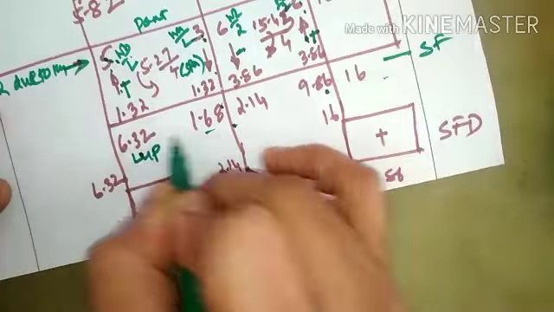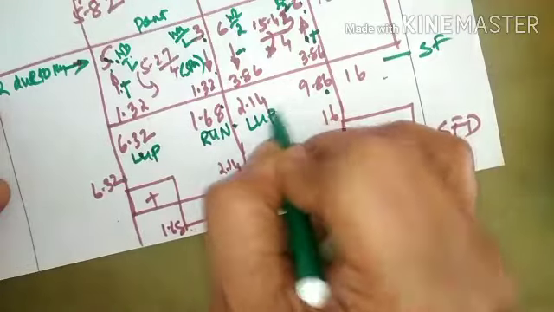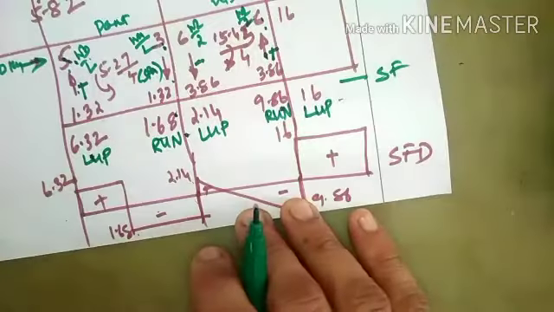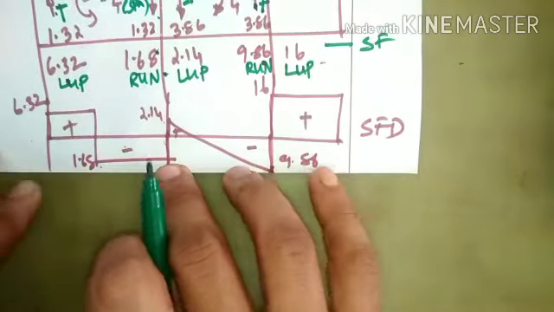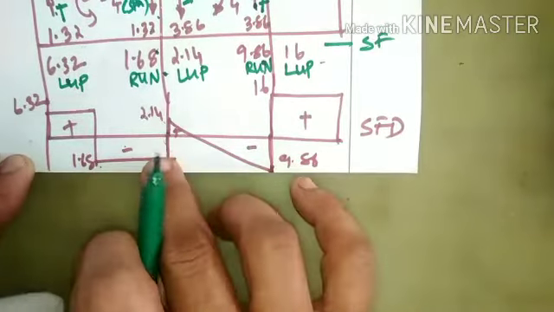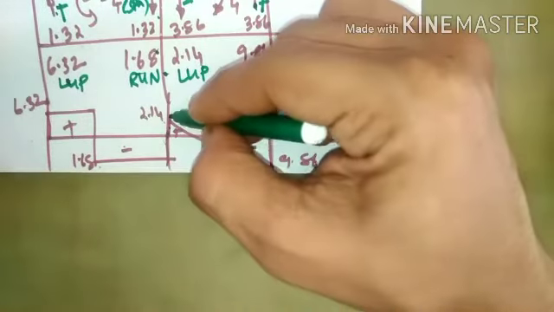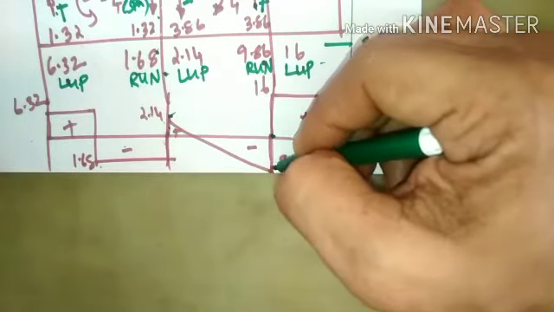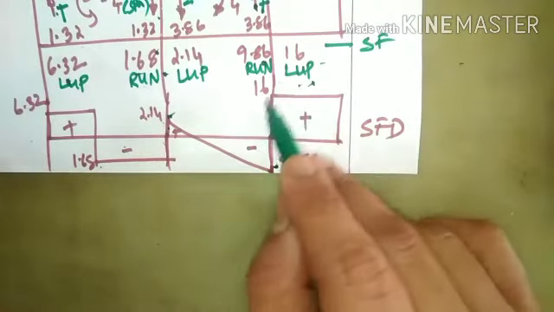On the left hand side, upward force is positive; on the right hand side, upward force is negative. So 6.32 will be marked above, which is positive. 1.68 will be marked below, because it is right hand side upward force, negative, downward. Then 2.14, left hand side upward positive, and 9.86, right hand side upward negative, so downward 9.86. Here, left hand side upward positive, that is 16.